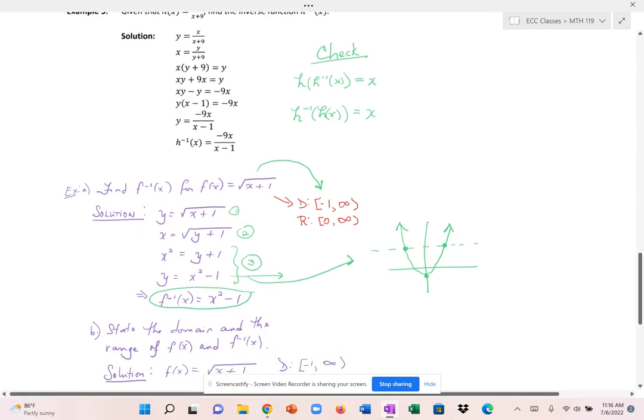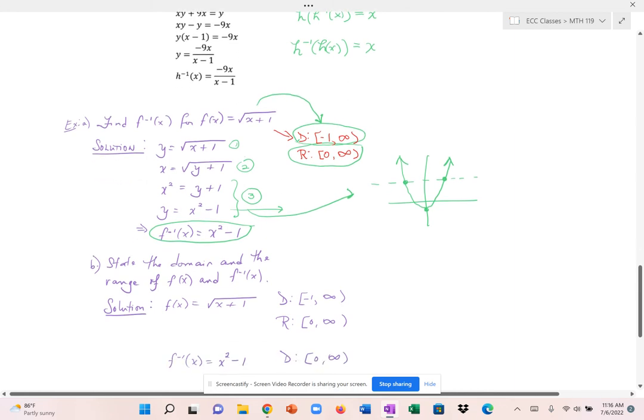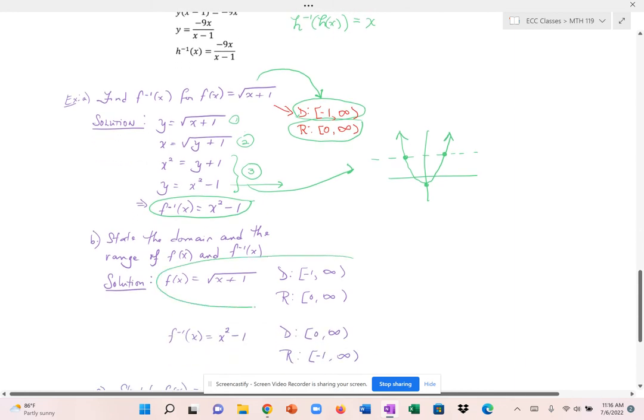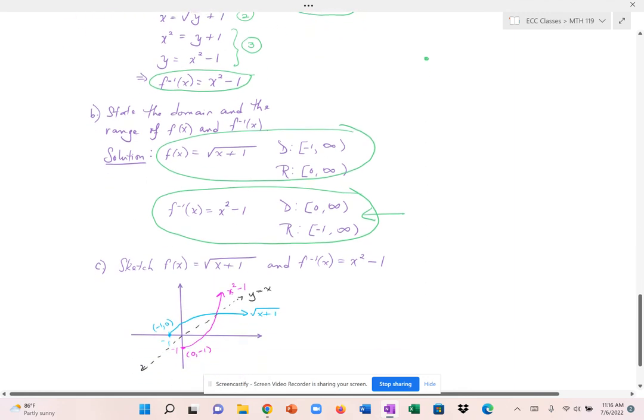And remember, I mentioned earlier that the domain of the original function is the range of the inverse, and the range of the original function is the domain of the inverse. So this is the domain and range of the original, and when you swap them out, this is the domain and range of the new function. So because of this restriction here, the graph actually does not look like the parabola. It's going to look like half of the parabola.